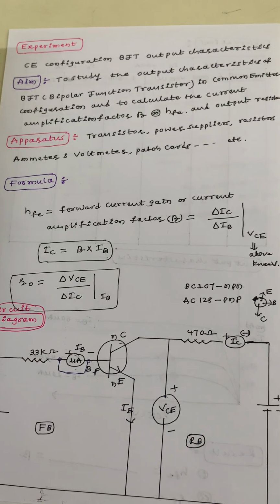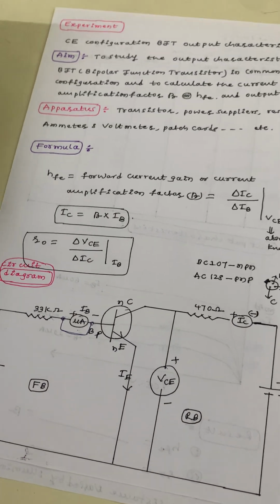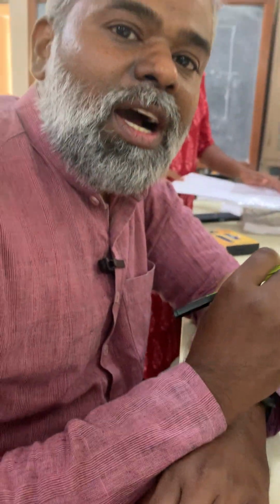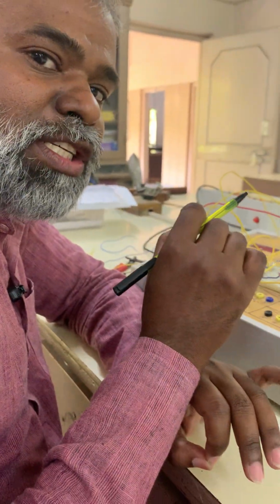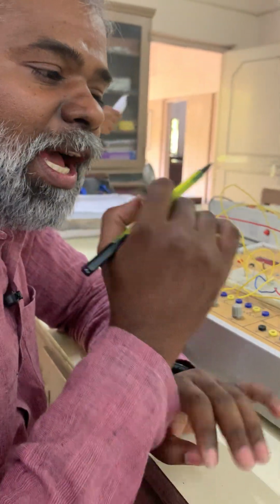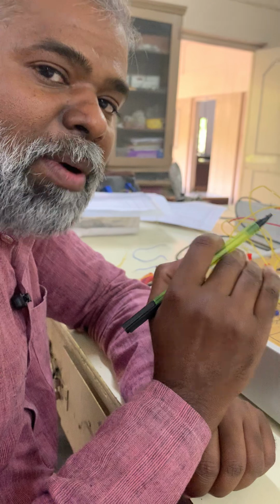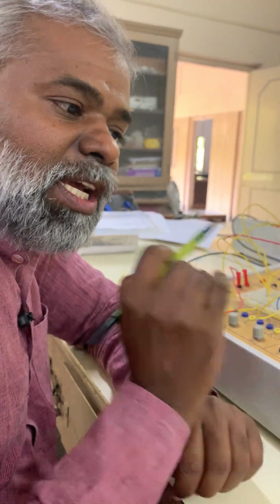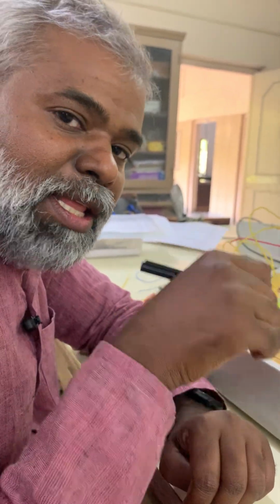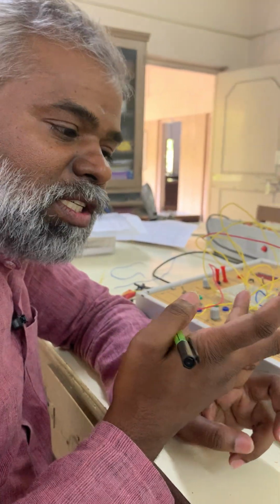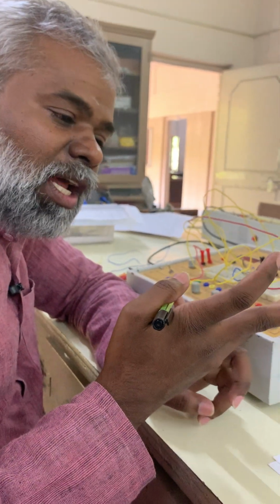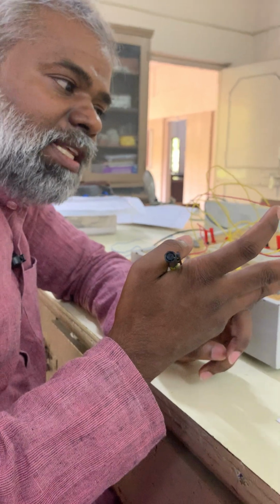Okay. So in this experiment, we are going to discuss the common emitter configuration of BJT output characteristics. In the previous video, I told you the terminals of the transistor: one is emitter, another one is base, and another one is the collector.